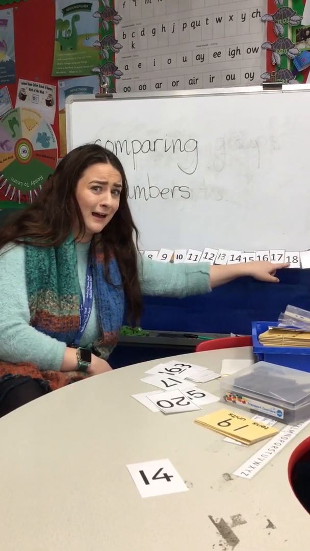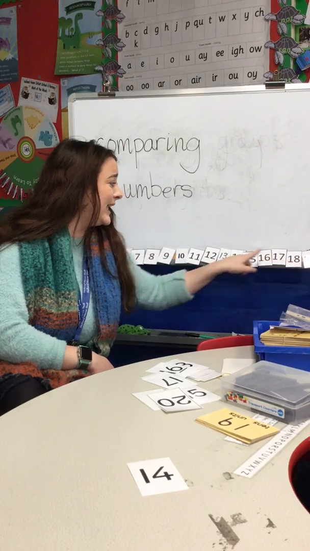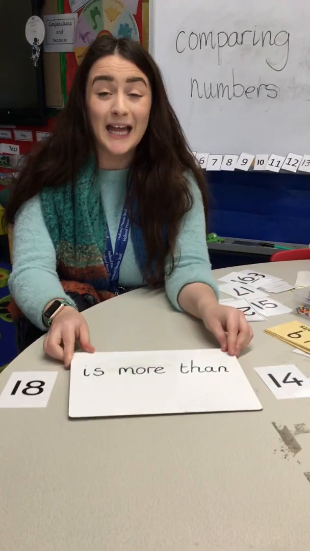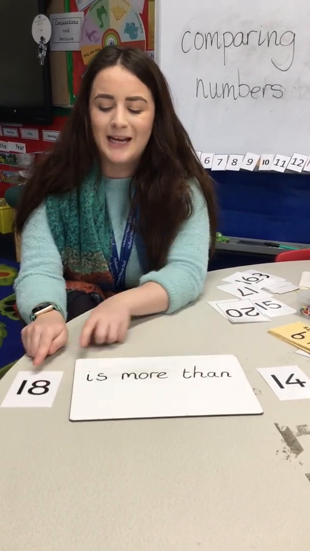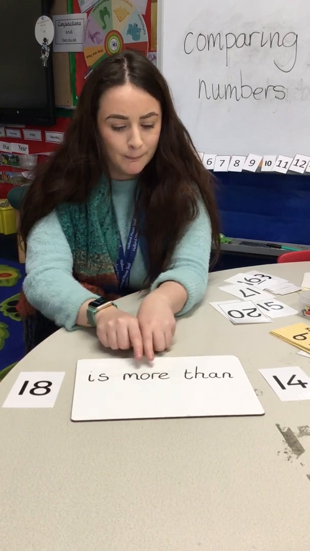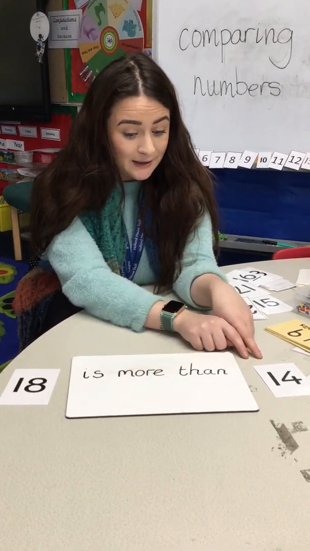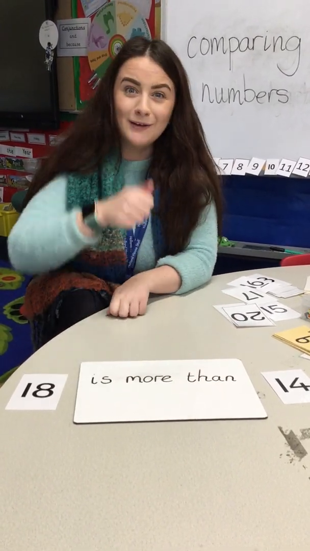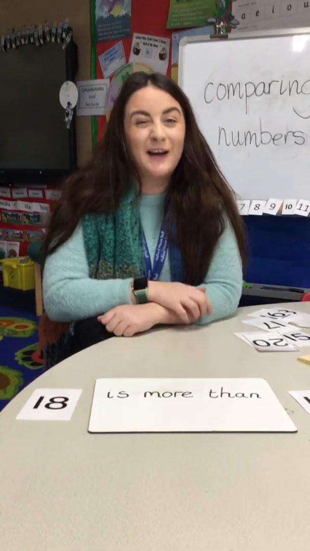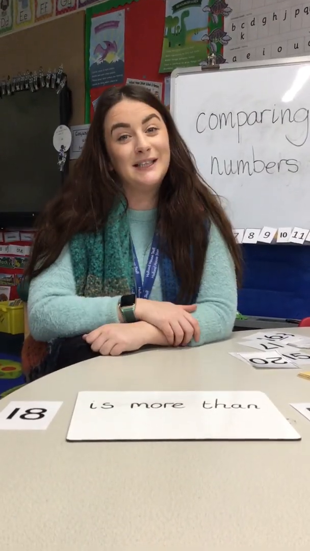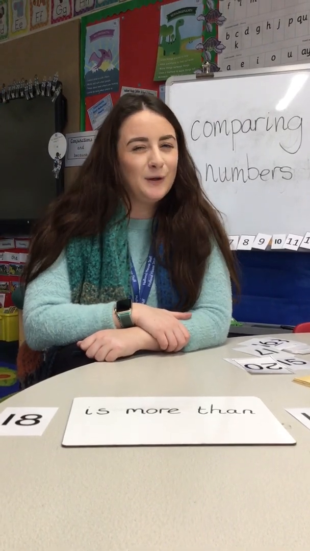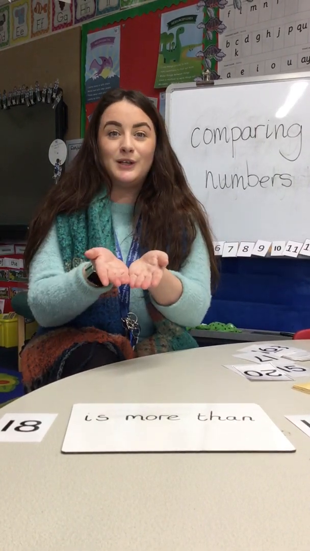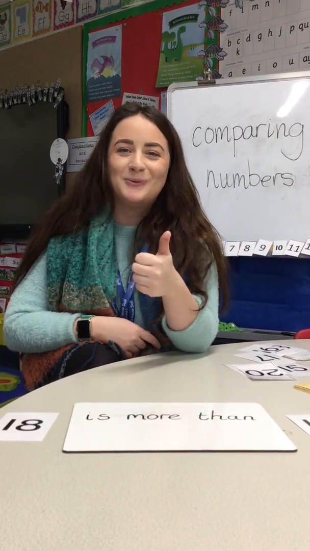18 is bigger than 14. It is more than. Let's read it like we would read a sentence in our book. 18 is more than 14. It is bigger than. 18 is more than 14. Well done if you got that right. Now, we've had a little practice at that today. We've got lots of activities for you to try on your sheets. See if you can have a go at deciding which numbers are more than, less than, or equal to. Have a go. We know you can do it. Well done, you guys.